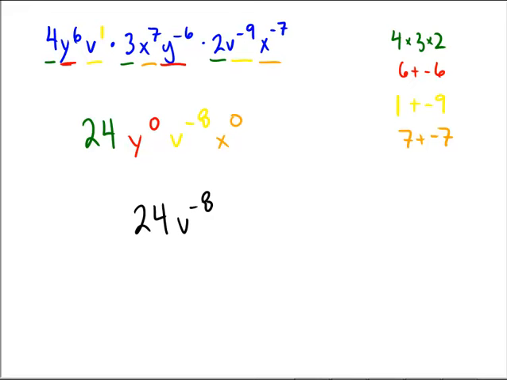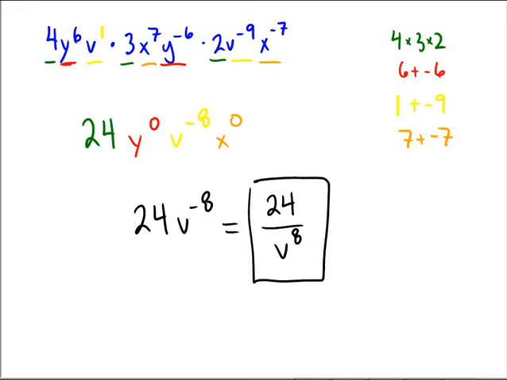So this would be one possible correct answer, and if you were told not to write it with negative exponents, you would write this as 24 over v to the power of 8, because the negative exponent moves things down to the denominator.